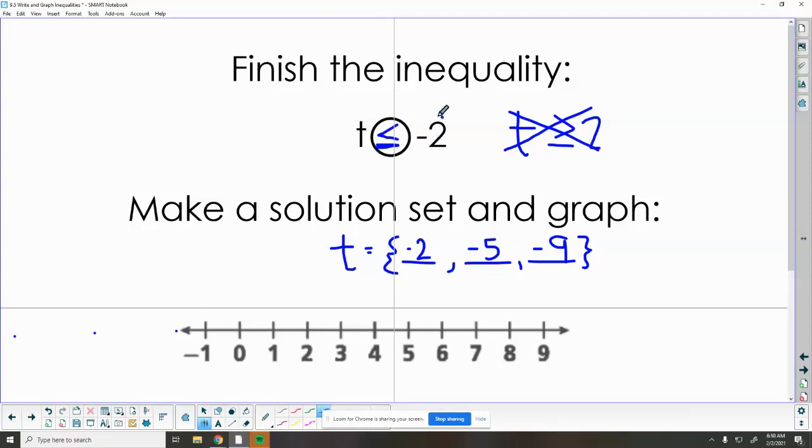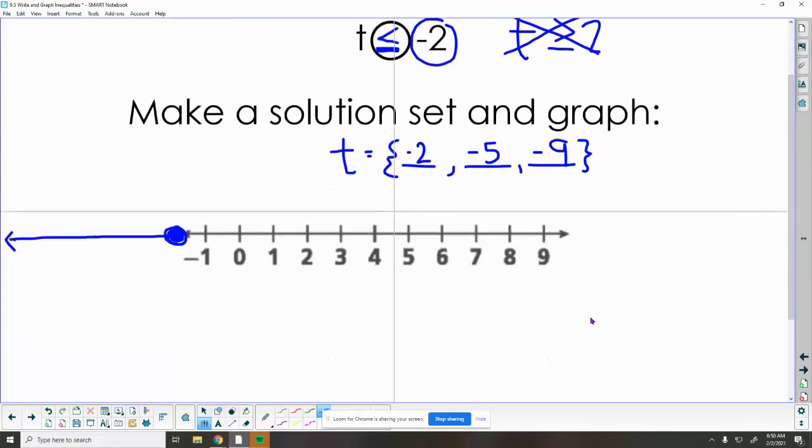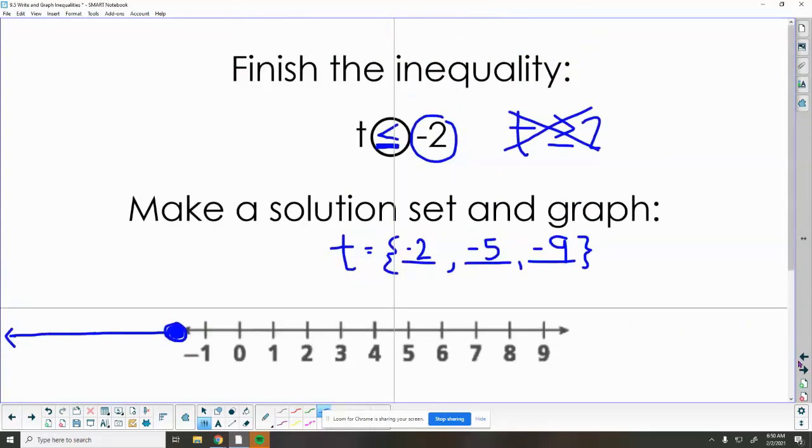Now I'm going to graph -2. Come back to your inequality. I'm going to circle -2, but the garage door is shut. So we need to close the garage door, which means to fill in this circle here. There we go. Then I connect all of my possible solutions. This shows me the temperature can be -2 or anything smaller than that.